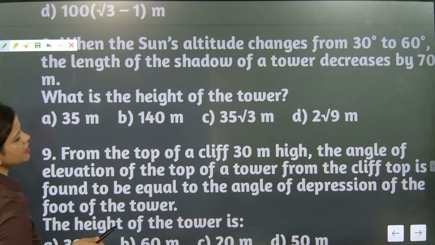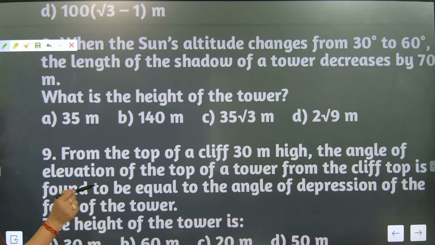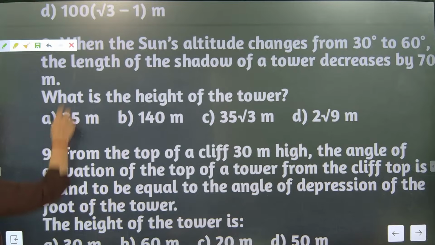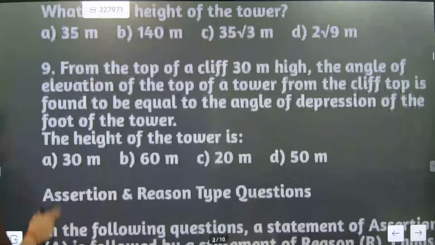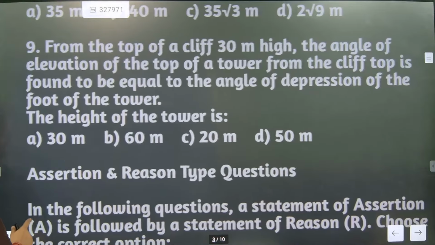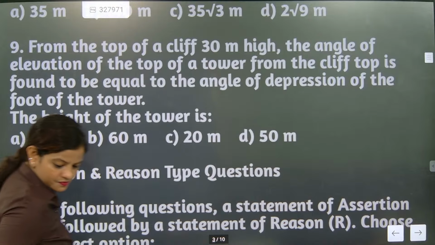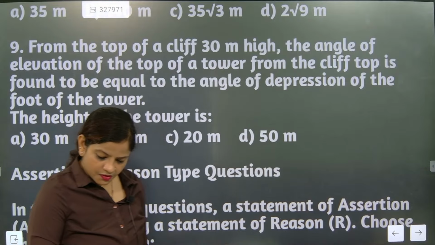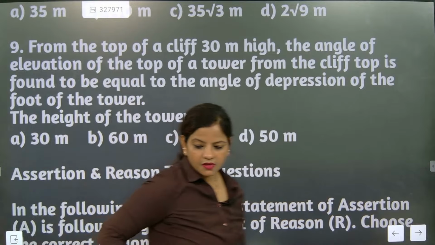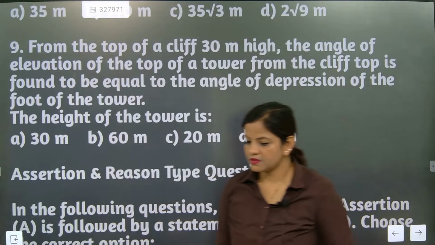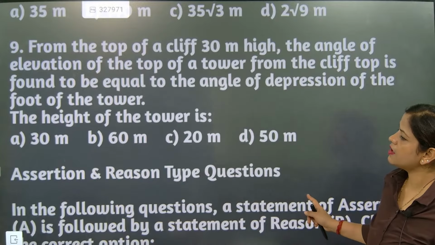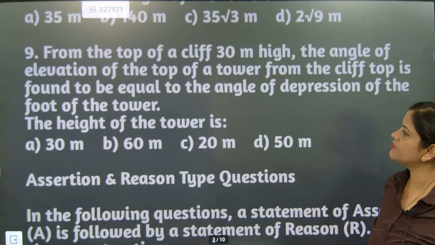From the top of a cliff this much height, the angle of elevation of the top of a tower from the cliff is found to be equal to the angle of depression of the foot of the tower. The height of the tower is... that's a very good question, question number 9. Let's see, now we will start assertion reason after this question. Okay, so before the 10th question, first solve this one.